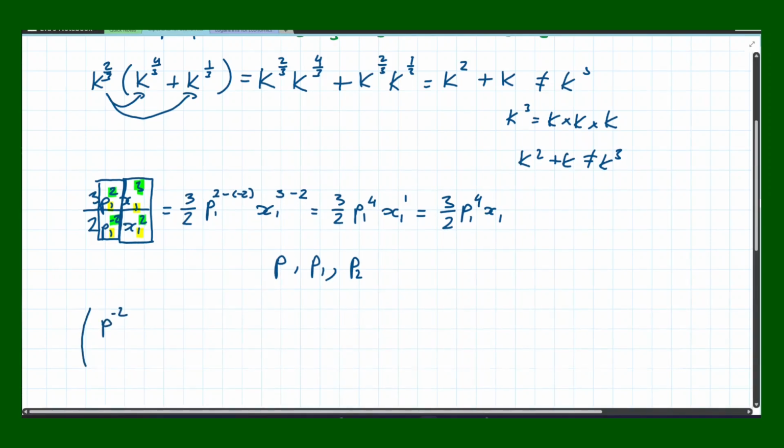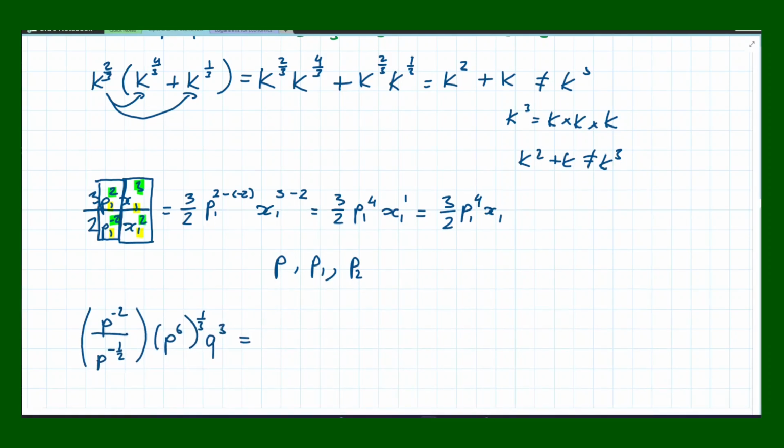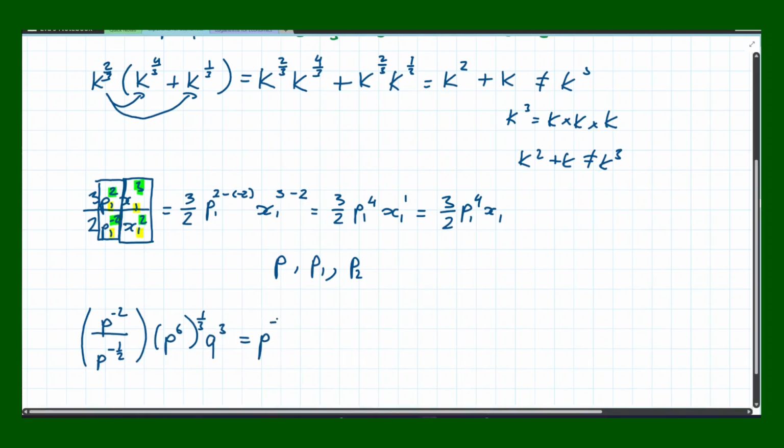P to the negative 2 over P to the negative half, bracket closed, multiplied by P to the 6 to the 1/3, and then multiplied by Q cubed. Okay, so what's going on in here? Well, I have got two brackets, so I need to deal with the brackets first. What's inside the first bracket is a fraction, and in that fraction I have got the same letter P in the numerator and the denominator, which means that I'm dividing the same bases together, so I'm going to have to subtract the powers. So that's going to be P negative 2 take away negative half.